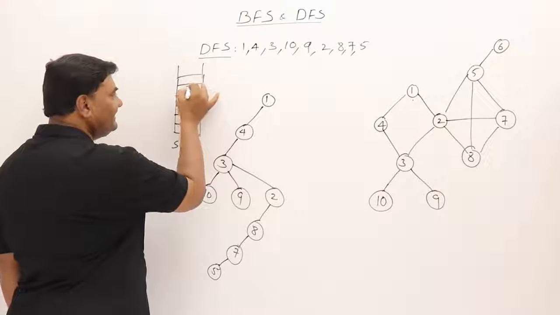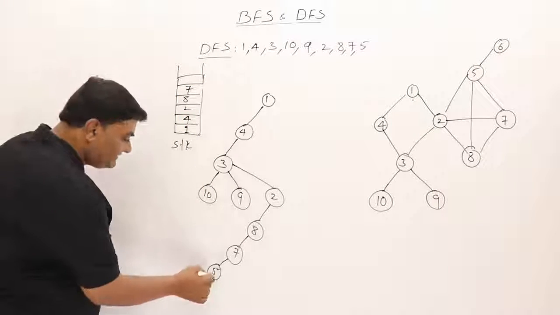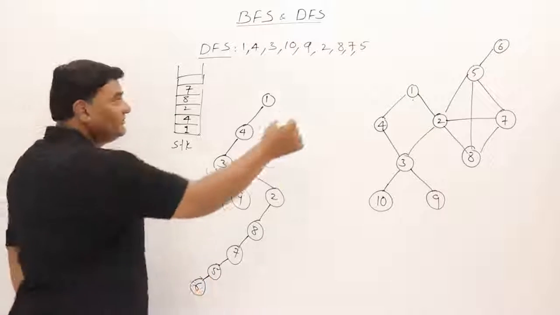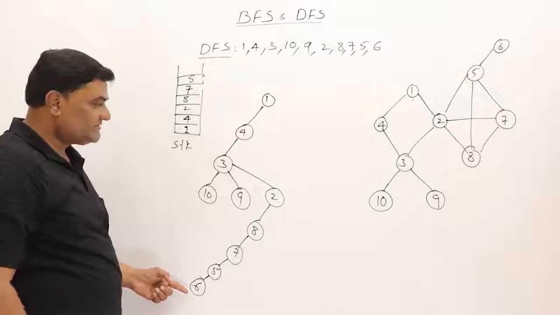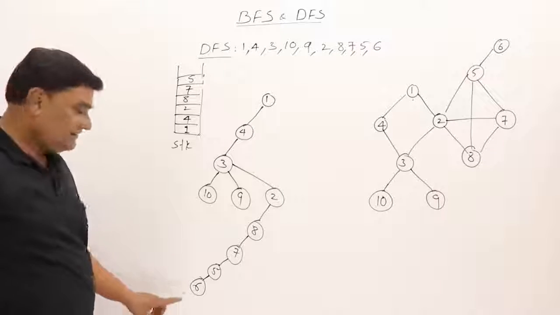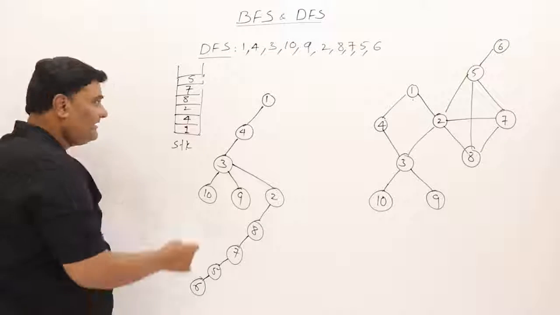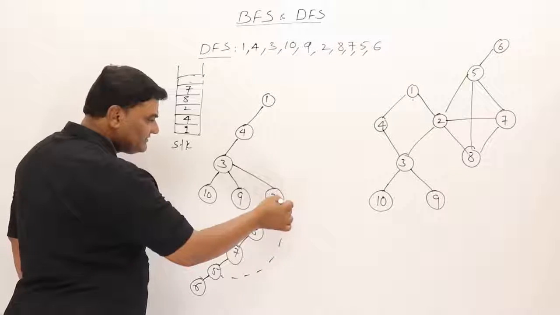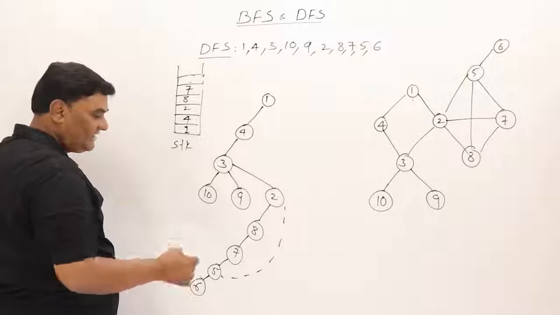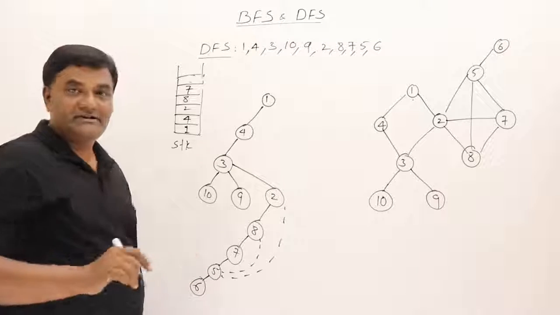So suspend 7 and push it into the stack. Then from 5, who is adjacent? 6. So visit 6, suspend 5 and continue exploration of 6. There is nothing adjacent to 6. So go back to 5. From 5, where can I go further? I can visit 2, which is already completed. I can visit 8, which is already completed. So there is nothing remaining for 5.